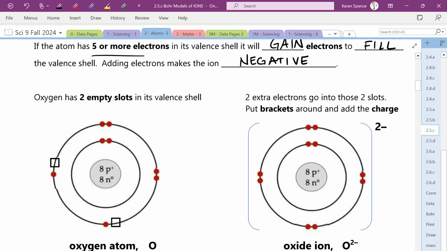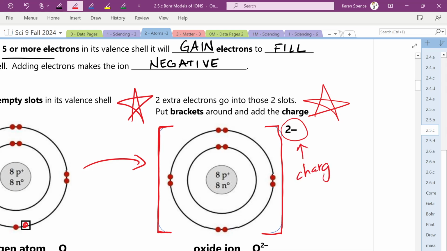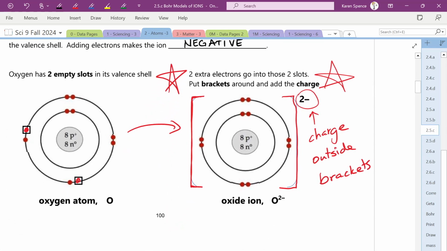So what you're going to do is draw oxygen and say, oh look, oxygen has 2 empty spots. So I am going to fill those 2 empty spots. And this is the other part where people usually lose a mark, they forget this last step. You need to put brackets around your Bohr model once you have put in the extra electrons. Square brackets, and we write the charge at the top right, outside the brackets. So we go from having an oxygen atom to having an oxide ion, O2 minus.